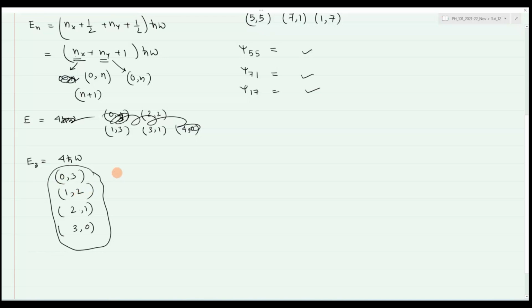Now what are the eigenstates corresponding to this? If I write it for this, it will become H0 of alpha x into H3 of alpha y, e to the power minus alpha x square by 2, e to the power minus alpha y square by 2, corresponding to this. Now for the next, what will be the change? Only in place of H0 we will have H1, in place of H3 we will have H2. Similarly for the others, you will get all the eigenstates.